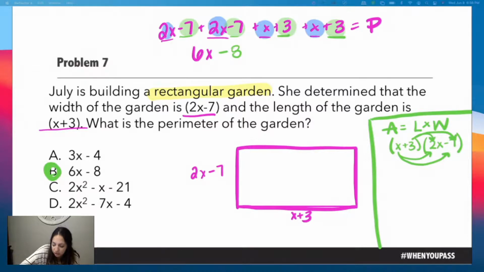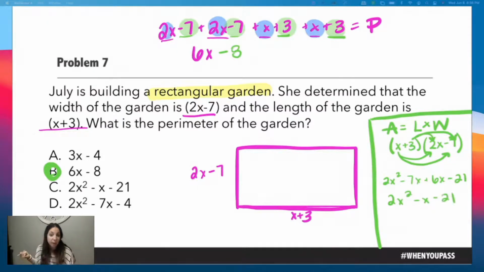X times 2x is 2x squared. X times negative 7 is minus 7x. 3 times 2x is 6x. 3 times negative 7 is negative 21. 2x squared minus x minus 21. That would be your area. You notice that's an answer choice. They did that on purpose. All right, let's keep going.